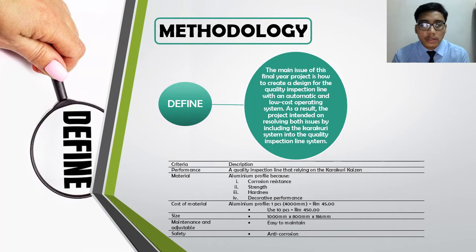The performance of this quality inspection line needs to rely on the Karakuri Kaizen. The material of the product used is aluminum profile. The cost of the material needs to be 450 ringgit, and the size of the quality inspection line is 1000 mm times 800 mm times 186 mm. The maintenance and adjustment is easy, and the safety of this quality inspection line is anti-corrosion.